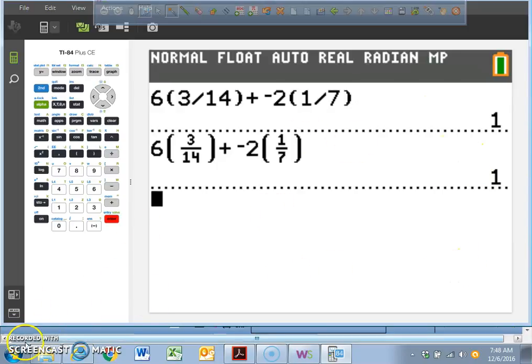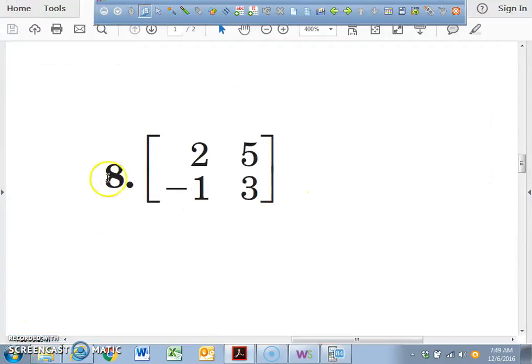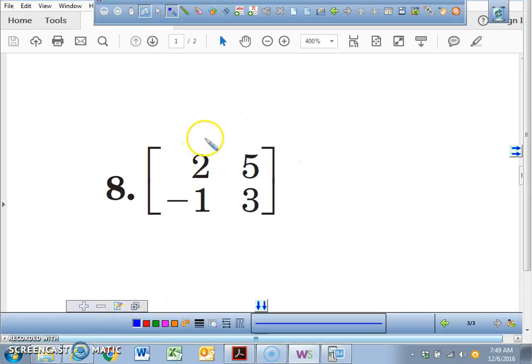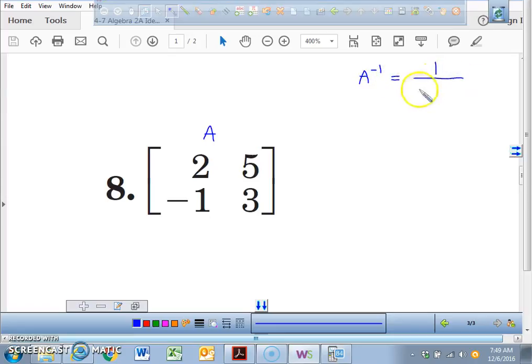All right, now we're done with that. We're going to move on to how to find an inverse. All right, we're going to find the inverse of number 8 right here. Now, there's a formula for finding an inverse. We're going to call this matrix A. All right? If I wanted to find the inverse of matrix A, we have a certain formula. It's 1 over AD minus BC.